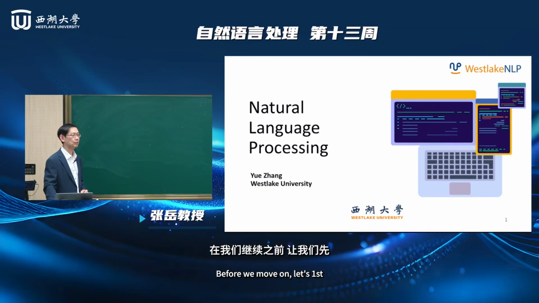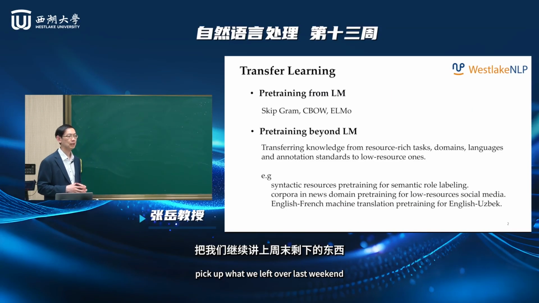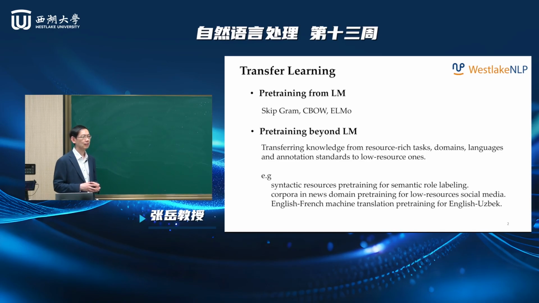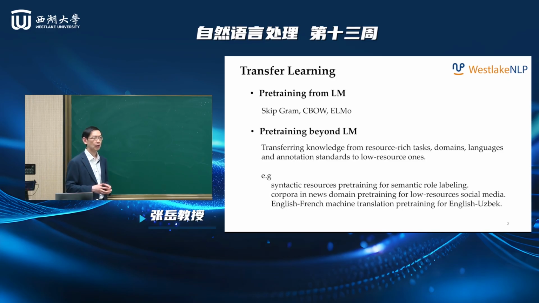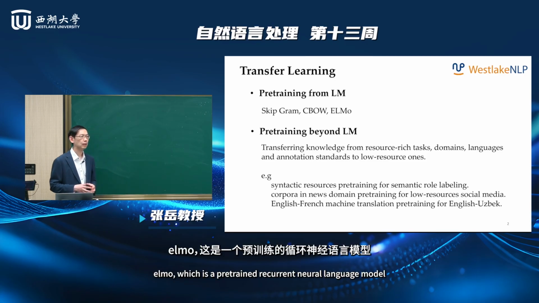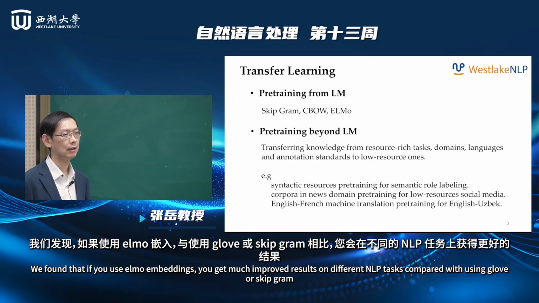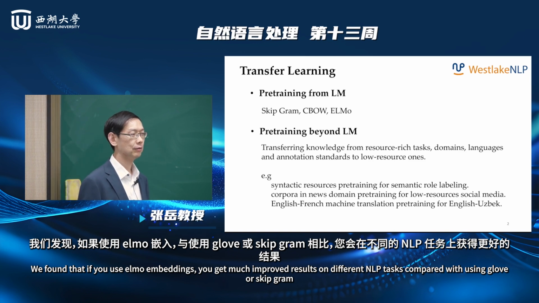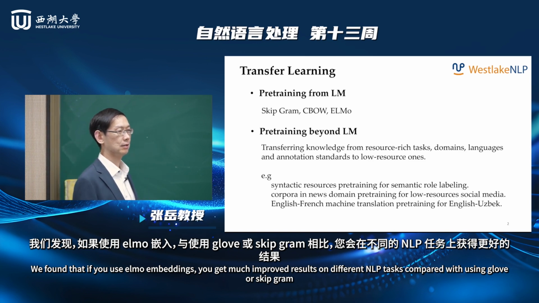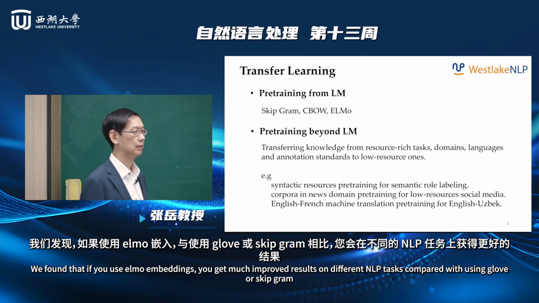Before we move on, let's first pick up what we left over last week. So last week we were talking about sequence-to-sequence models, and in the end we discussed ELMo, which is a pre-trained recurrent neural language model. We found that if you use ELMo embeddings, you get much improved results on different NLP tasks compared with using GloVe or skipgram.